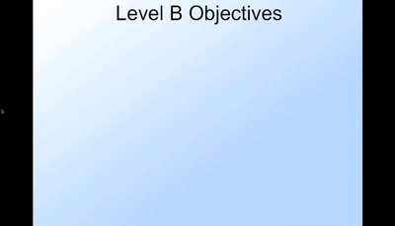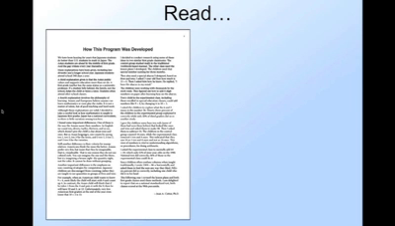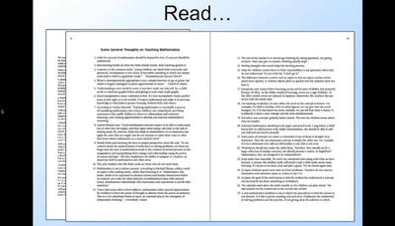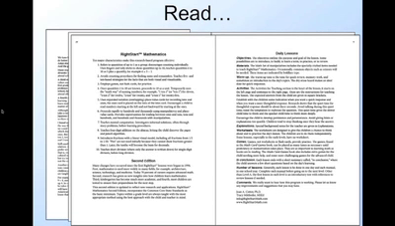The Level B objectives are in the very beginning of your book. You'll see your objectives, and these are nice because they allow you to see what your child has learned. Then the next pages in the book cover how this program was developed, some general thoughts on teaching math, and some notes on the RightStart Math program and daily lessons. These are very important to read.